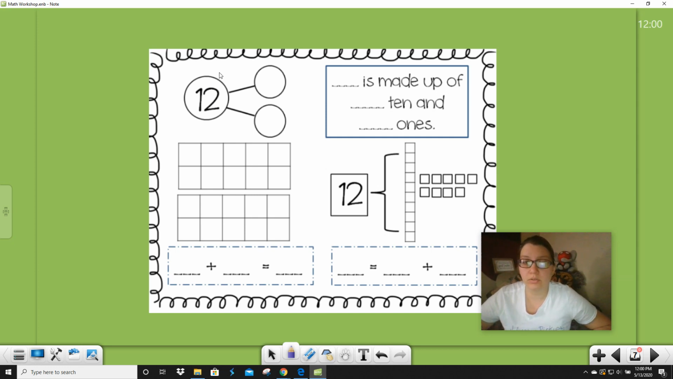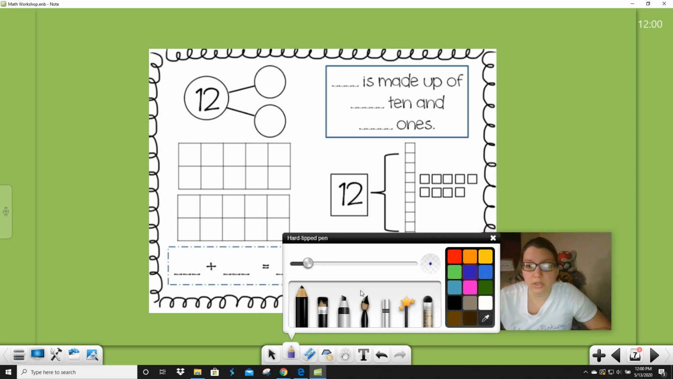Yeah, the number 12. Let's count to 12 just out loud. 1, 2, 3, 4, 5, 6, 7, 8, 9, 10, 11, 12. So we know that, let's fill it in on the 10 frame and then we can look at it, okay? So I'm going to go ahead and fill it in, and I want you to fill it in too on your 10 frame. So you're going to draw circles, okay, on your 10 frame, just like we always do.